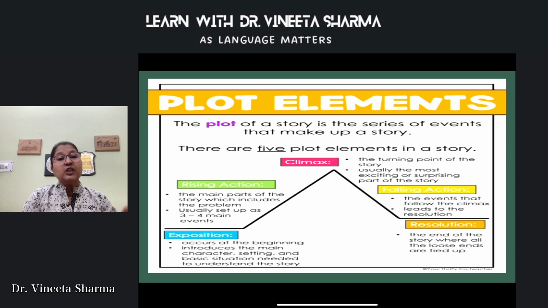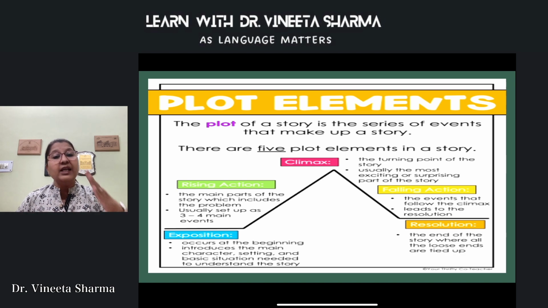It begins from the exposition. As you can see, on the left hand side downwards is the exposition. Exposition actually occurs at the beginning. It sets the background for the story. This is how the story is introduced. All right. So it introduces the main character, setting, basic situation needed to understand this story.